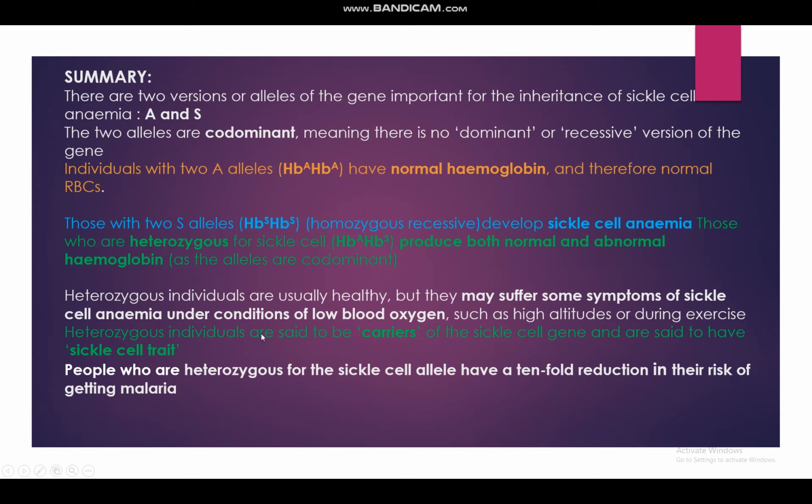Now, heterozygous individuals are said to be carriers because they do not show the disease, but they carry the gene within them. So they are said to have the sickle cell trait. And besides that, the heterozygous sickle cell trait shows a tenfold reduction in the risk of getting malaria.